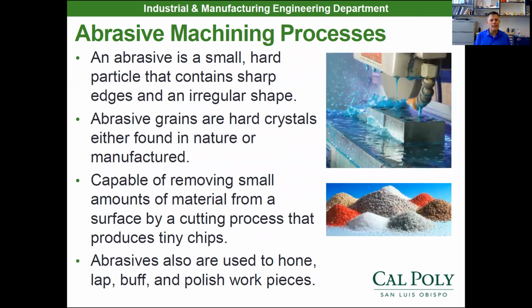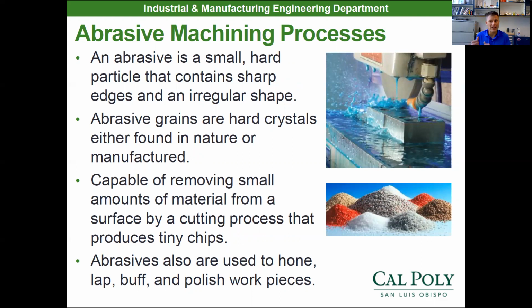Now, all an abrasive is a small hard particle that has an irregularly shaped edge, and that irregularly shaped edge is going to shear a little bit of material off your workpiece. So they're hard crystals, basically. That's all an abrasive is. And they're either manufactured synthetically, a synthetic abrasive, or they're manufactured naturally, natural abrasives.